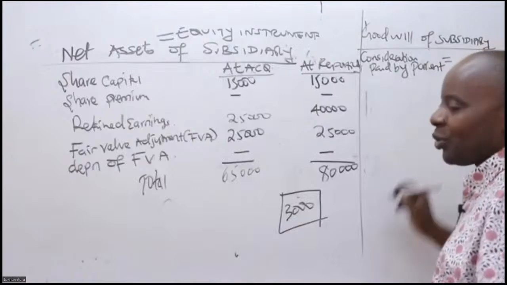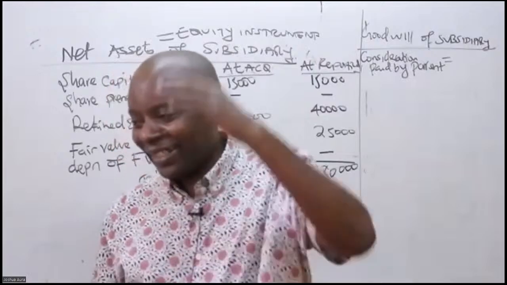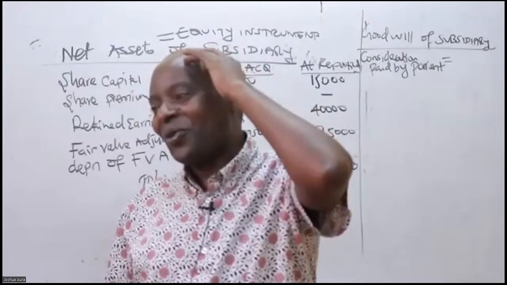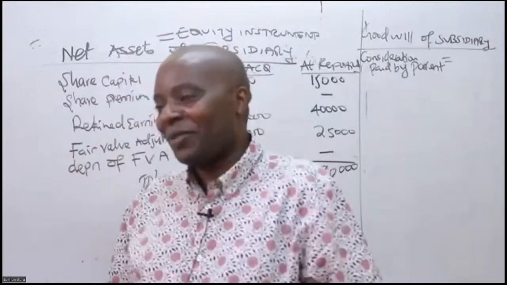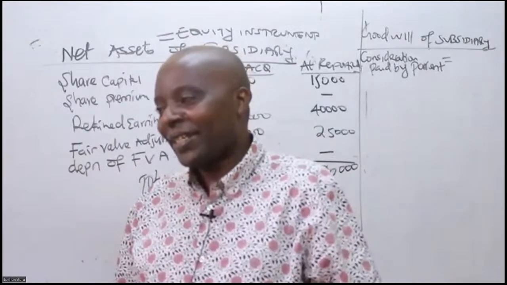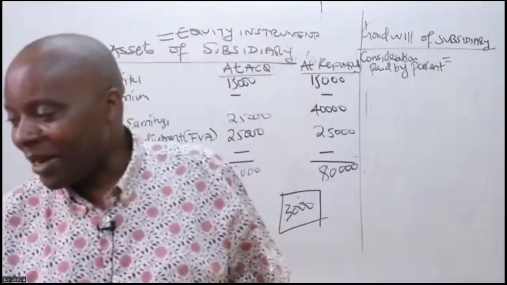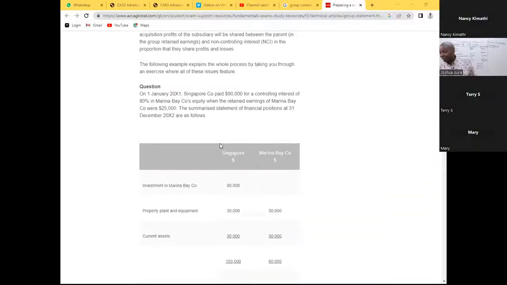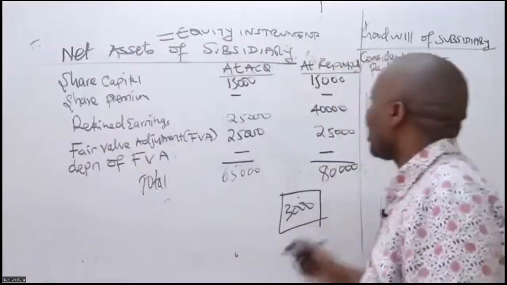Is there anybody who is able to give me this figure? The consideration that was paid by the parent. Lillian, sorry. Somebody maybe should be able to share with Lillian that working. There must be somebody who has written this very well somewhere. But I'm so sorry, Lillian. So Kevin tells me that the parent paid 90,000. If you remember here, the parent Singapore paid 90,000. Thank you.